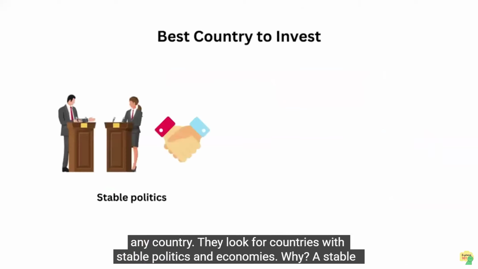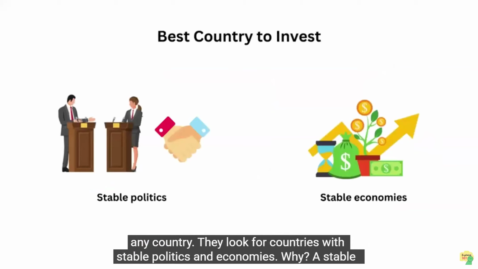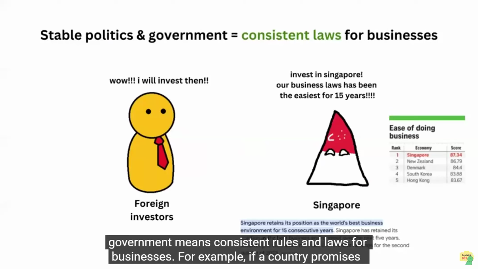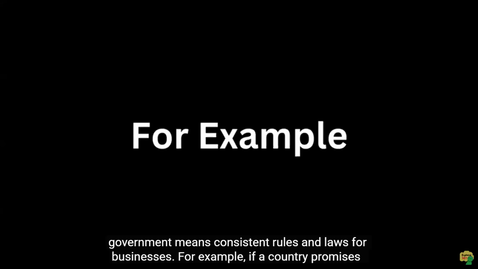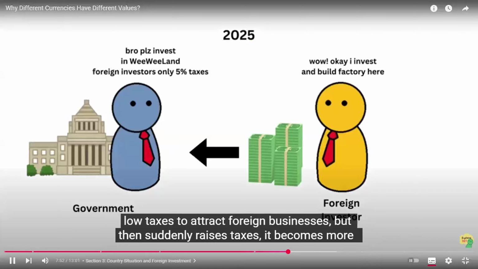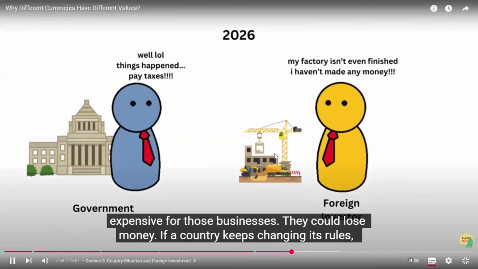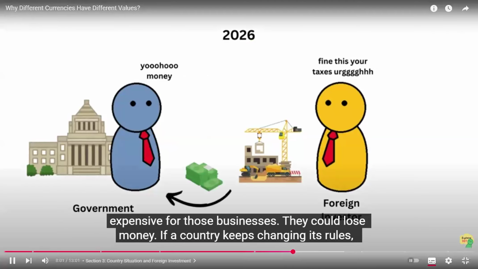They look for countries with stable politics and economies. Why? A stable government means consistent rules and laws for businesses. For example, if a country promises low taxes to attract foreign businesses, but then suddenly raises taxes, it becomes more expensive for those businesses. They could lose money.